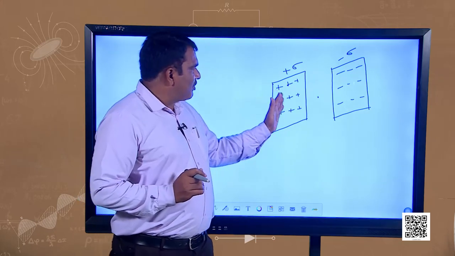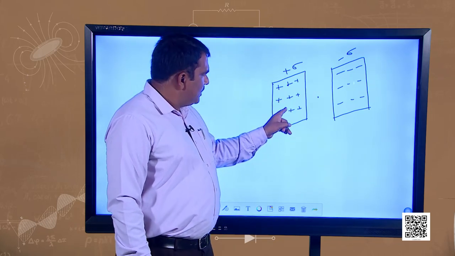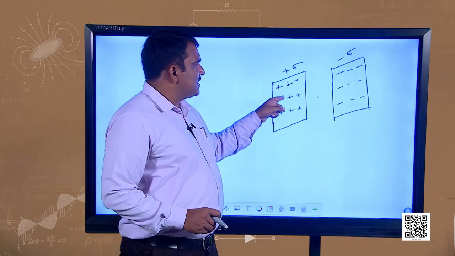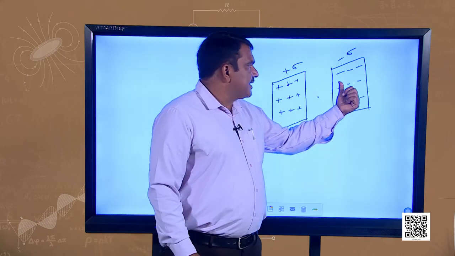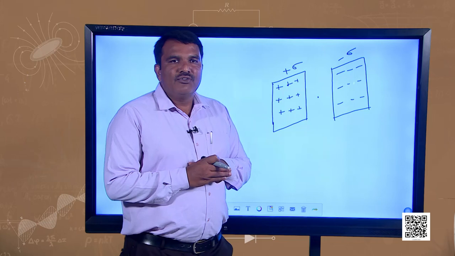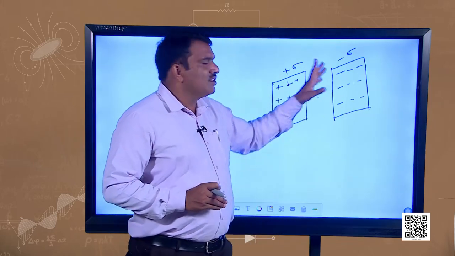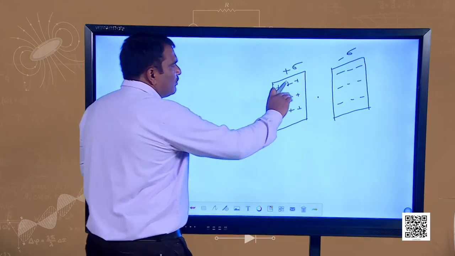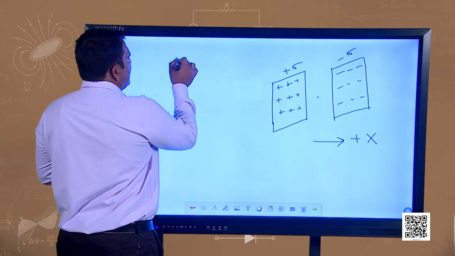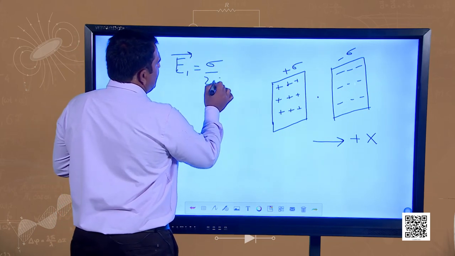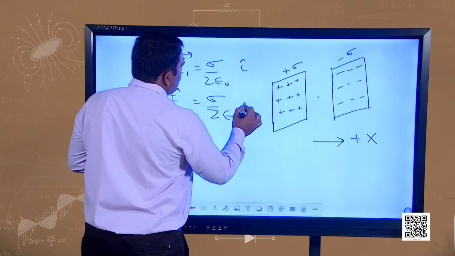Now from symmetry and from the charge density, we know that electric field due to this sheet of positive charge density will be towards right, because the charge is positive, and normal to the plane of this sheet. Whereas electric field due to the sheet of negative charge density will be towards the negative charge, that means it will also be towards right and normal to the sheet. So the electric field due to both the sheets will be towards right. Let us suppose right direction as the positive direction of x-axis. So electric field due to sheet 1 in vector form will be sigma by 2 epsilon naught i cap, and electric field due to sheet 2 will also be sigma by 2 epsilon naught i cap.